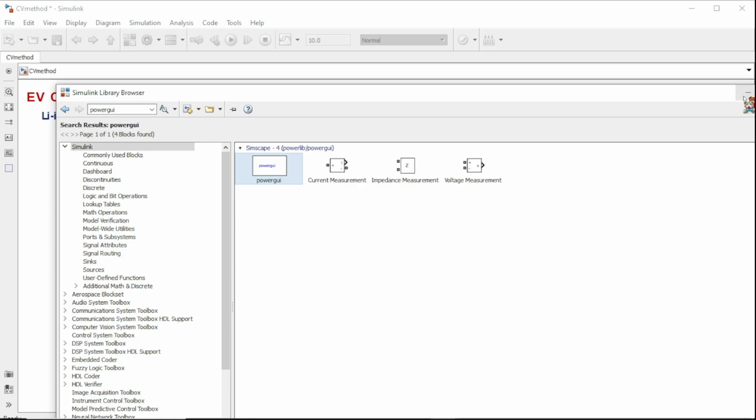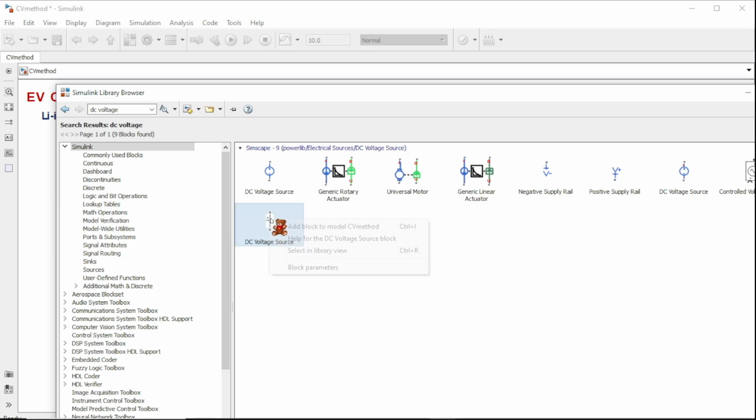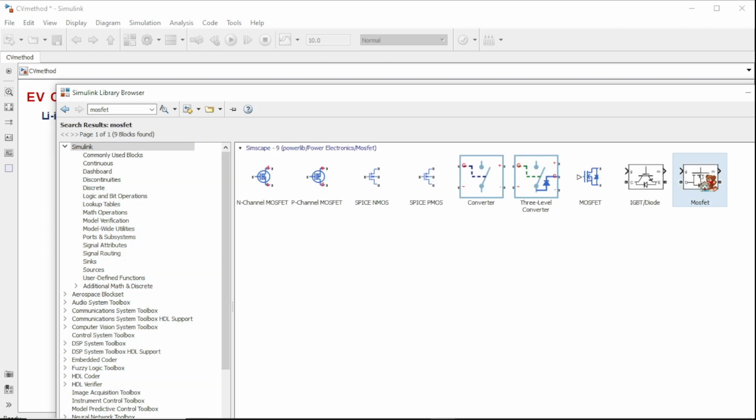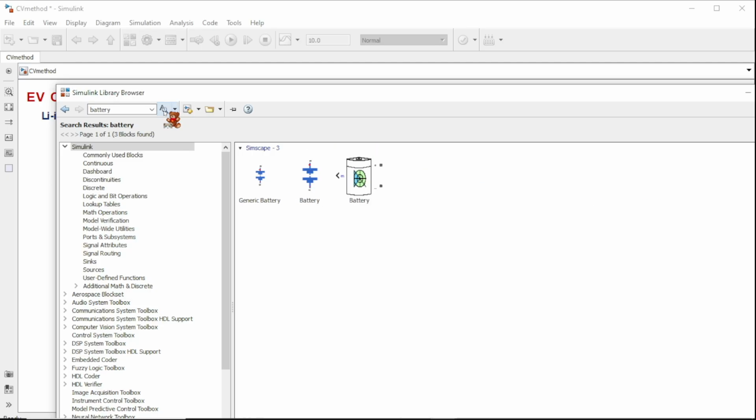So here you can see I already taken the power GUI. Then I have to take DC voltage. The simulation is almost similar. DC voltage. Then here I am taking the MOSFET switch. So I just search it out. So here you can see this is the MOSFET switch. Then I am taking battery. So here you can see battery.